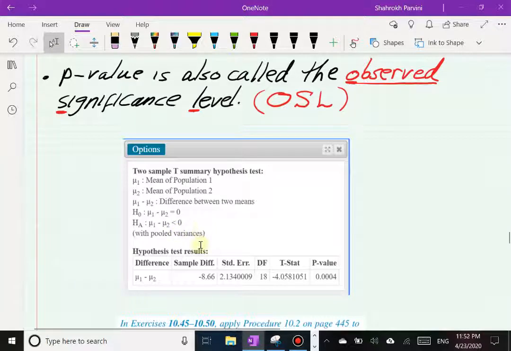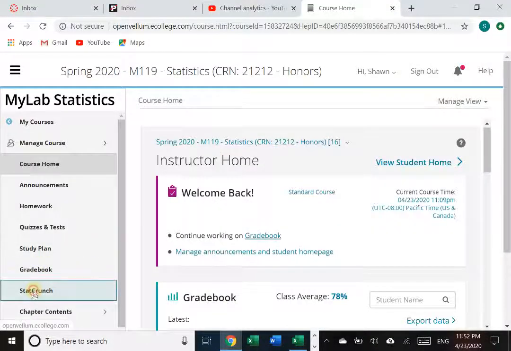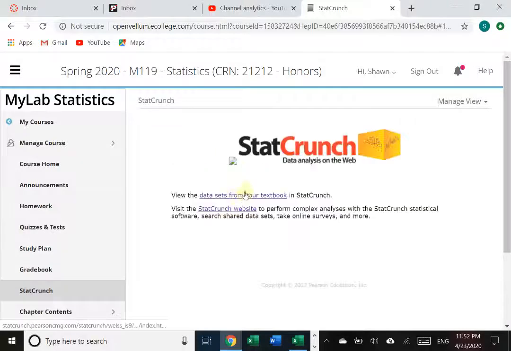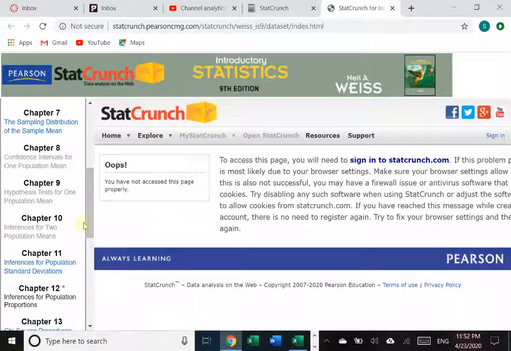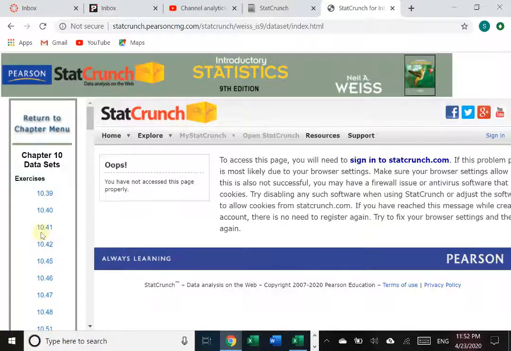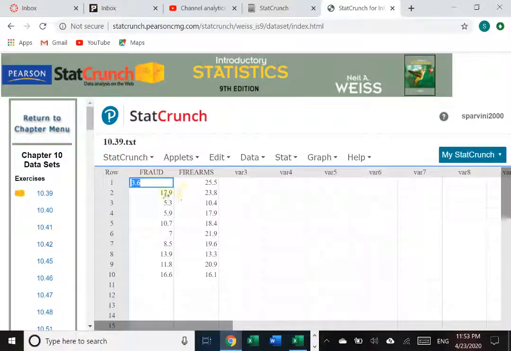Let's go to StatCrunch and do this. The way we go to StatCrunch is, again, through MyMathLab. So I'm going to go to StatCrunch, and I'm going to data set from your textbook. That's the one I'm going to use. Now in here, chapter 10 are the exercises. Exercise number 39 is this one. So in this exercise, here's the data that you see, but remember they gave us the summary statistics, so we're going to run it both ways, using summary statistics and using the data itself.